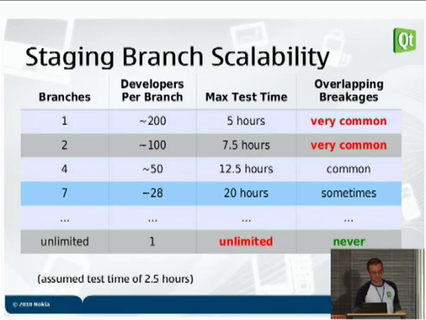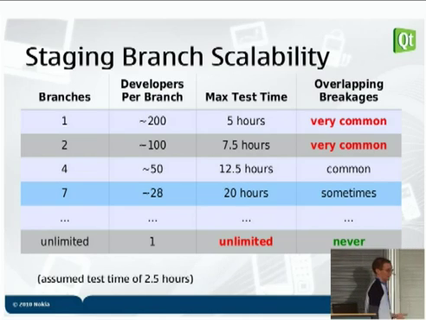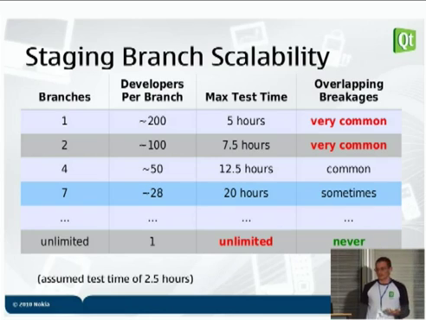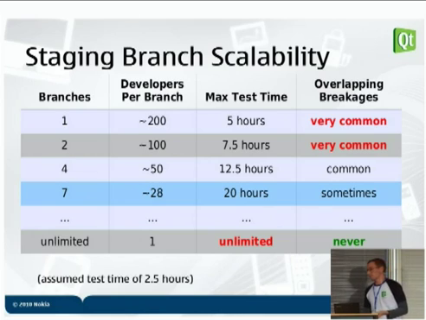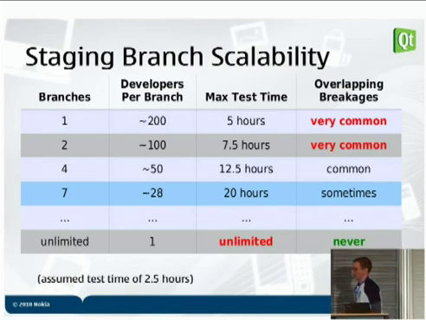Okay, so what I've highlighted here is 7 branches. I've highlighted that because that's what we've currently settled on as a compromise. So that's our current configuration, and in practice it works out all right. Most of the time you will get a test report in the same working day that you have submitted some changes for test. We do sometimes have overlapping breakages though.